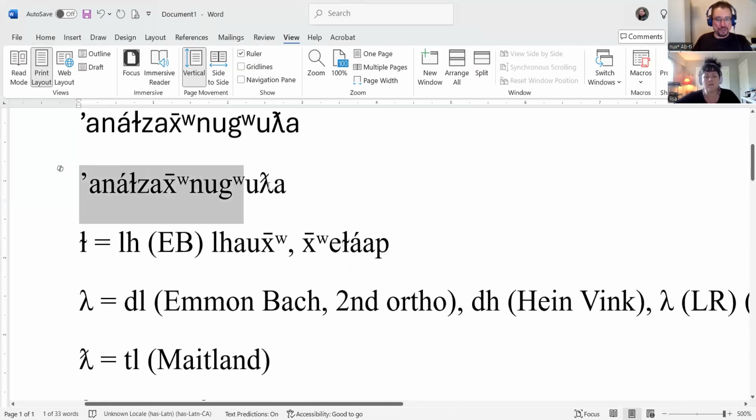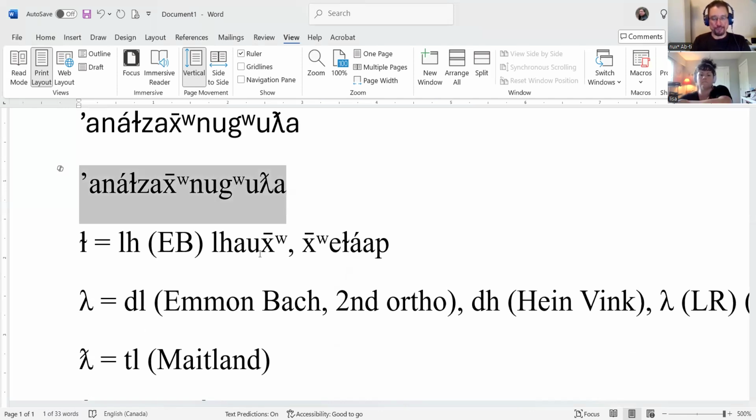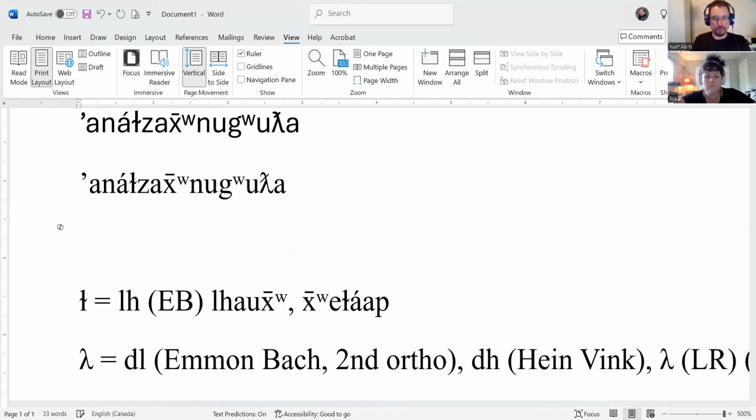So going back to this phrase here, we can kind of read this as two separate words. There's different parts to this word. Something else that takes some getting used to is that a word like this is one single word. It's basically like a complete sentence in a word. So the Haida language is what we call polysynthetic.